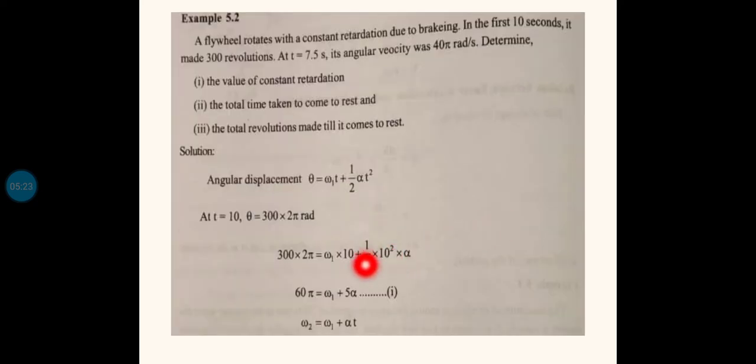Here also the only unknowns are omega 0 and alpha. So 2 unknowns, 2 equations. Solving equations 1 and 2, you will get alpha equal to minus 8 pi radian per second square. See that negative sign: it is coming because it is retardation. So this is the alpha value.